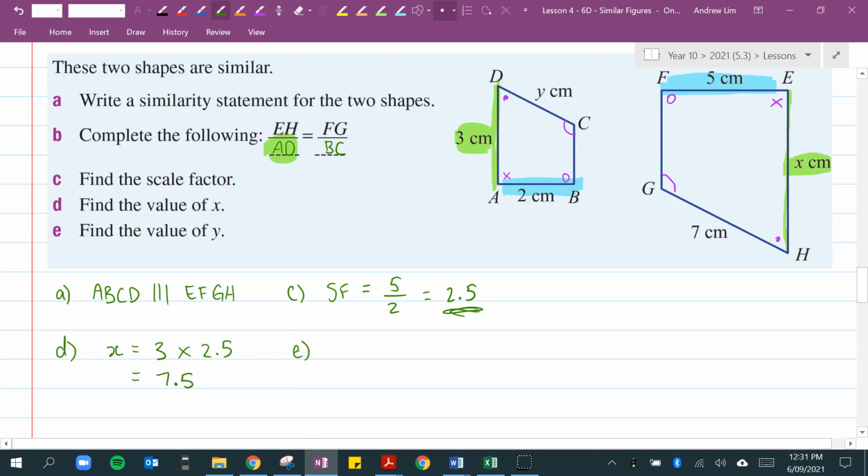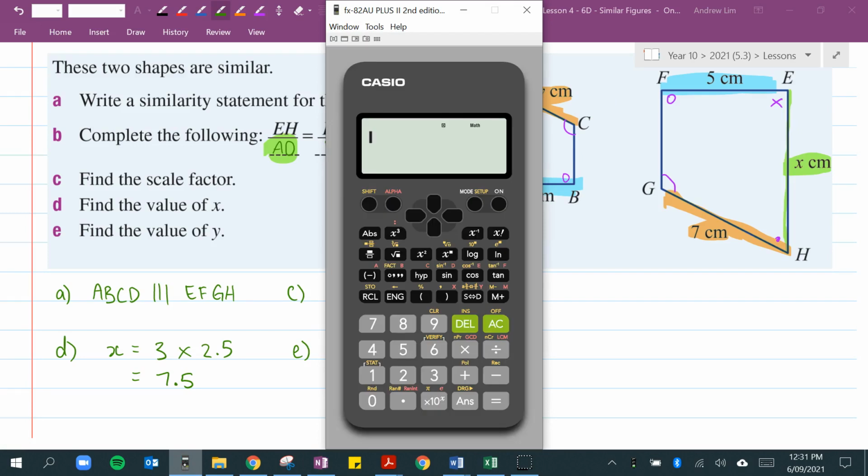For question E, find the value of y. Y is this slant here, and that corresponds with this slant. So I'm going to take the corresponding side, 7, and because y is part of the smaller figure, I need to divide by the scale factor. So what do we get when we do 7 divided by 2.5? We get 2.8.